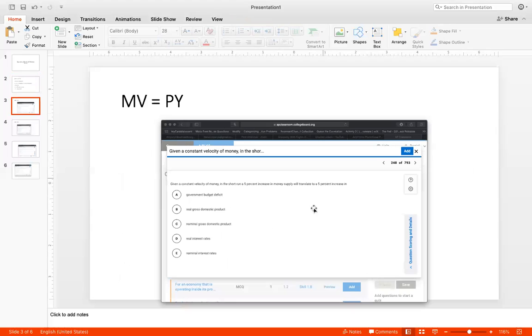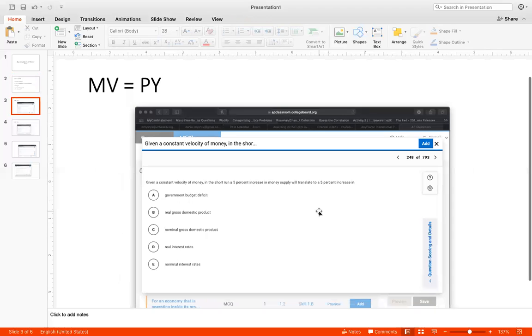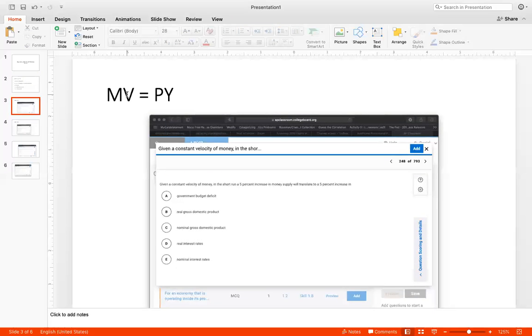Here's one example, and you'll see this on this week's homework. Given a constant velocity of money, that means V is the same. So if something over here changes, that means M is going to change. Given a constant velocity of money, in the short run, if the money supply increases by 5%, so this stayed the same, this went up 5%, that means this whole side has to go up 5% also. It's just math. If this side goes up 5%, this side has to go up 5%. So if the money supply increases 5%, this will translate to this whole side going up 5%. This whole side is simply nominal GDP. So the answer would be C.